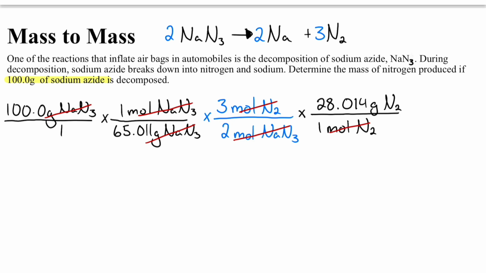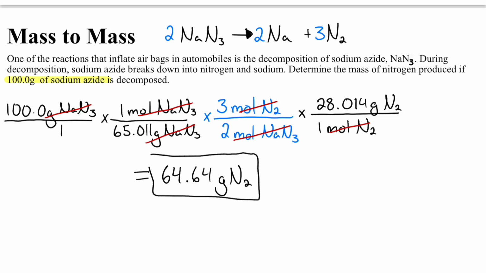Now, everything's canceled out except for our mass of nitrogen, so we can just pull out our calculator and do the calculation. Rounding to significant figures, we get an answer of 64.64 grams of nitrogen. And like I mentioned before, when we're doing mass-to-mass stoichiometry, you must label the substance, because otherwise this mole ratio in the middle doesn't make any sense. So we must be labeling the substance.